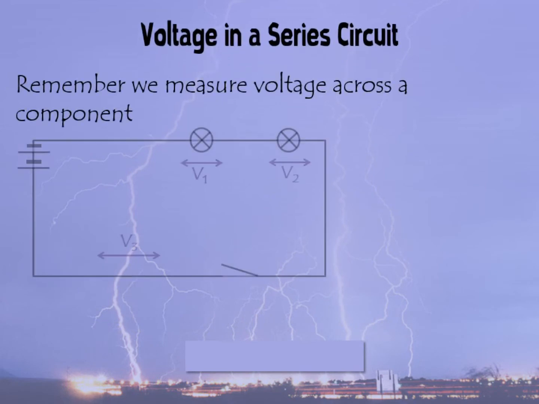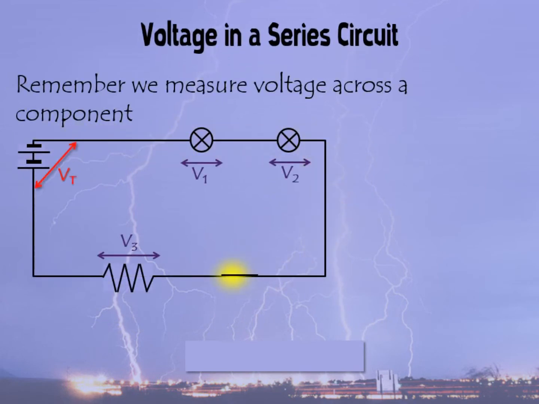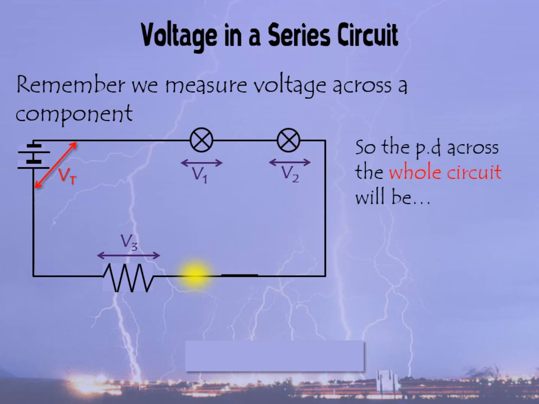So let's think about voltage in a series circuit. Now, remembering back, we have to measure voltage across a component. So at each component, there will be a potential difference across that component. And we want to think about how that will relate to the total potential difference, which is going to be VT, the total voltage. And that's the potential difference purely across the battery.